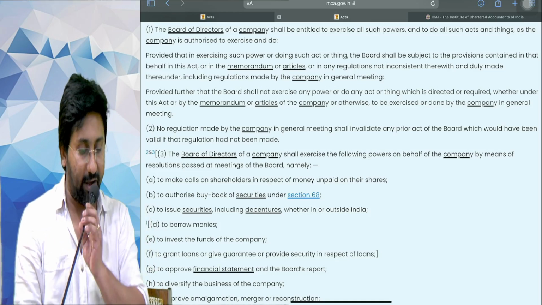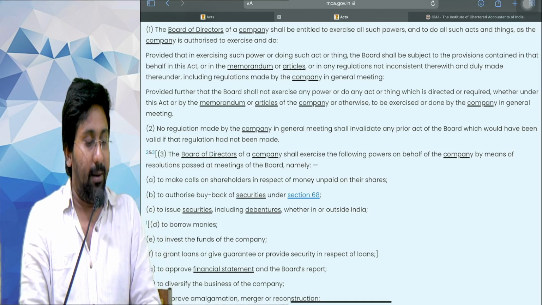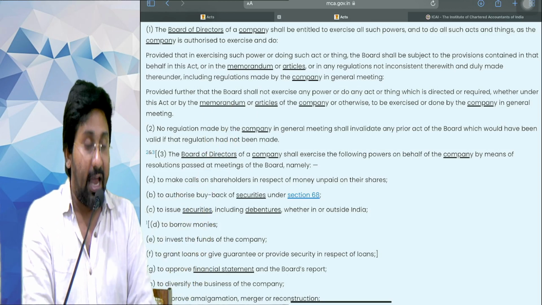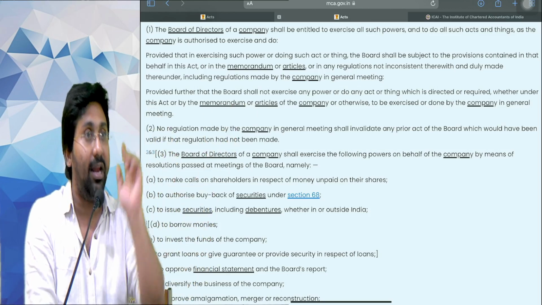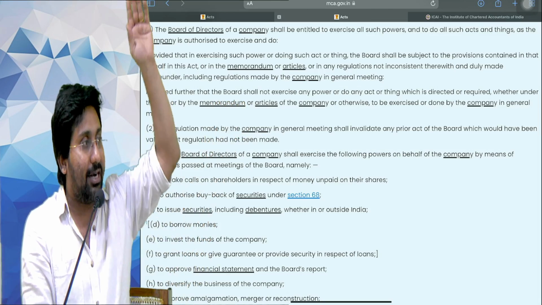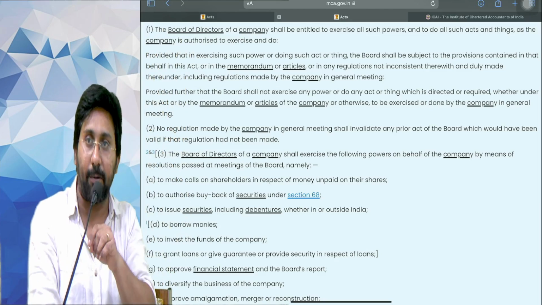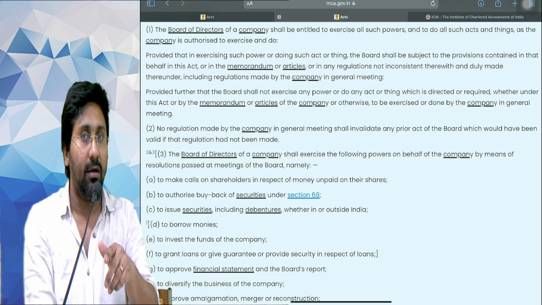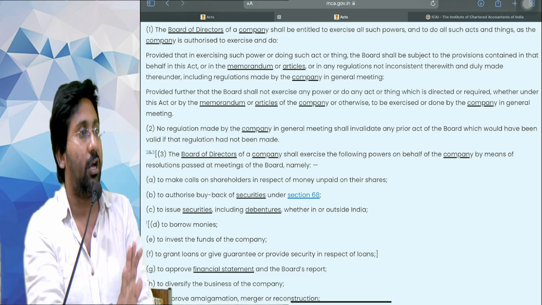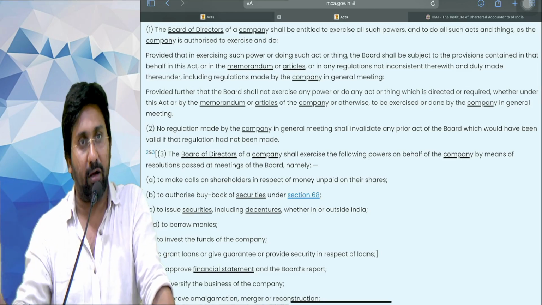Anyway, see here. The board of directors of a company shall be entitled to exercise all such powers and to do all such acts and things as the company is authorized to exercise and do. Who authorizes the company? The section is silent. You should understand from the implied provisions of law. Who will authorize? The MOA. Which clause? The objects clause will authorize. Therefore, the objects clause of the memorandum must first authorize the company.